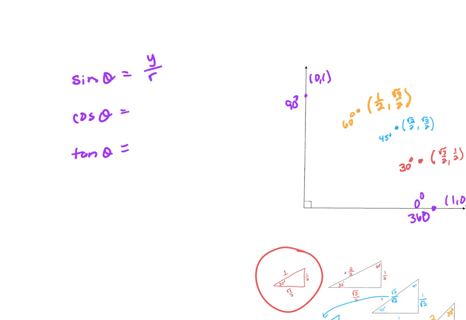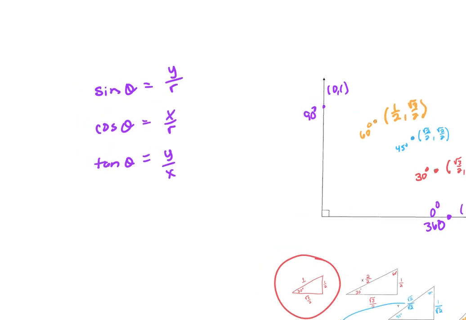And for cosine, what is that ratio? Shane? Do you remember what that ratio is? You remember, Sophia? X over r, there you go. And then the tangent one's a little bit trickier because it is y over x.